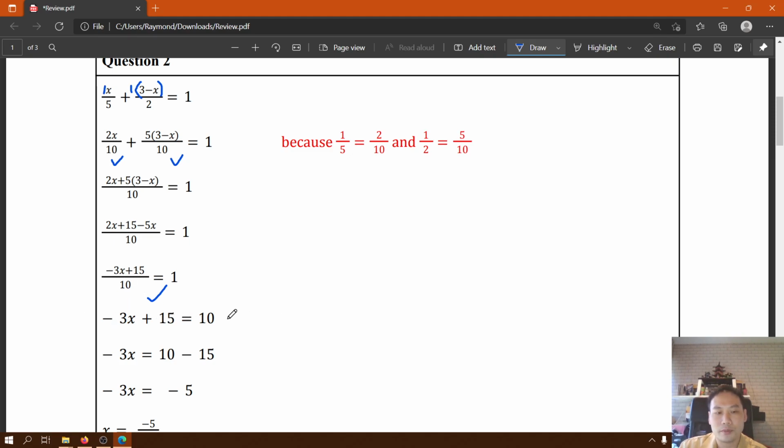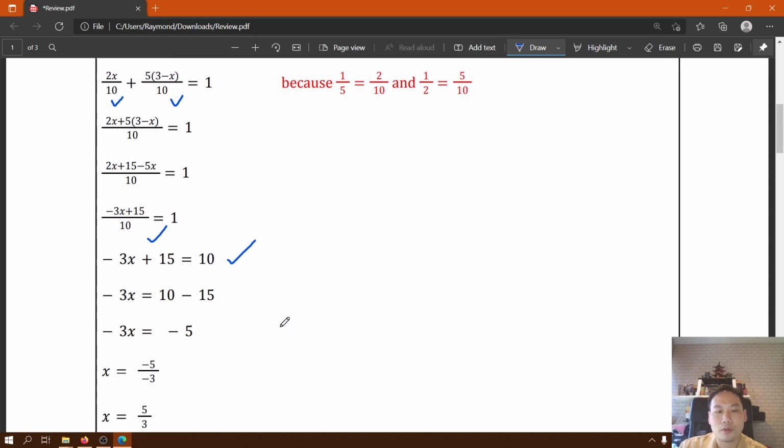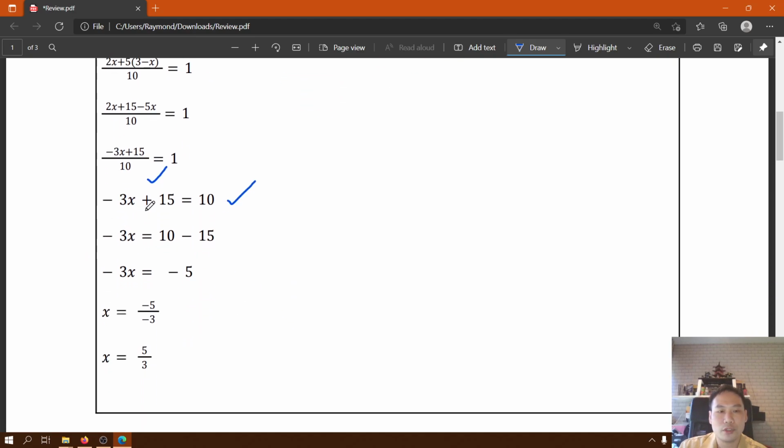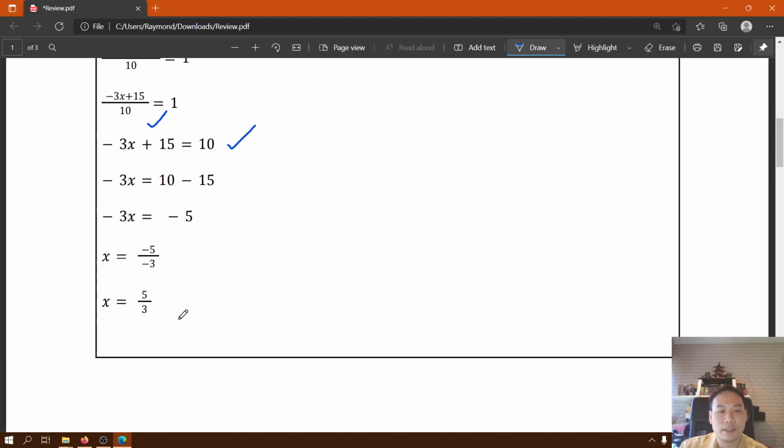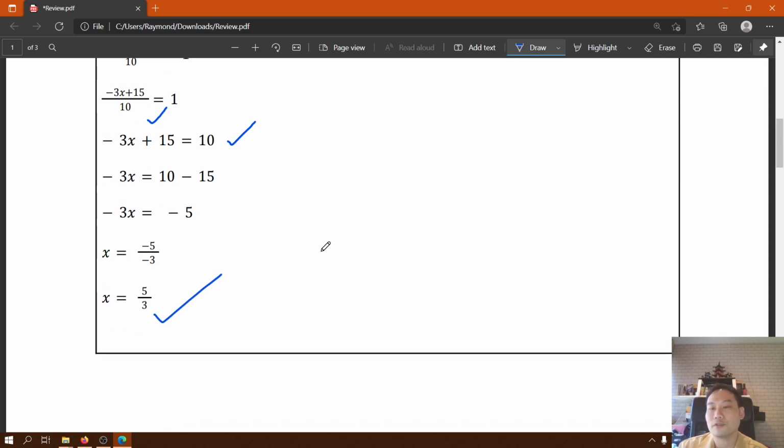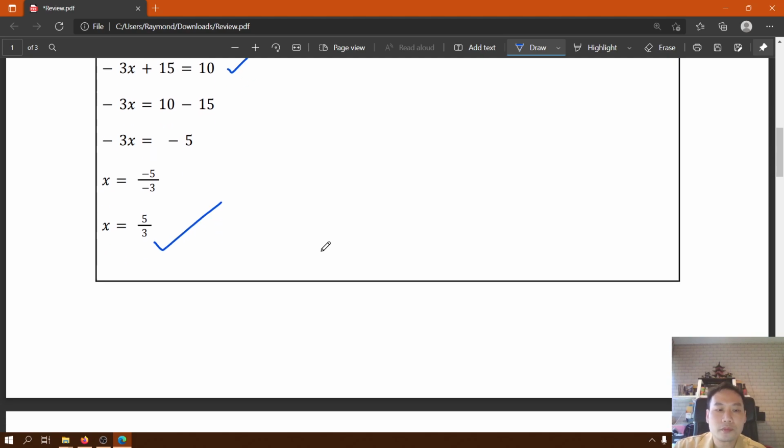So we obtain this. Finally, these are things that are quite straightforward. I'm sure you are quite comfortable doing this by now, right? Subtract 15, then divide by negative 3 to get our x, which is 5 over 3. Okay, so this is question number 2.